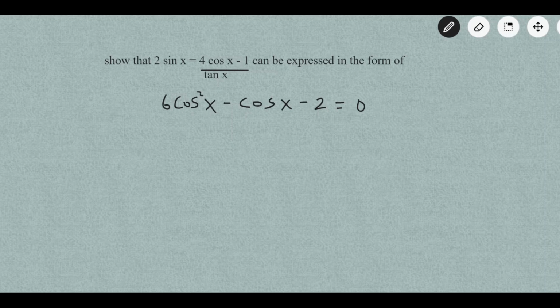Hi guys, in this video I'm going to show you how you can rewrite 2 sine x equals 4 cos x minus 1 all over tan x in the form of 6 cos squared x minus cos x minus 2 equals 0. The first thing I'm going to do is rewrite the question.